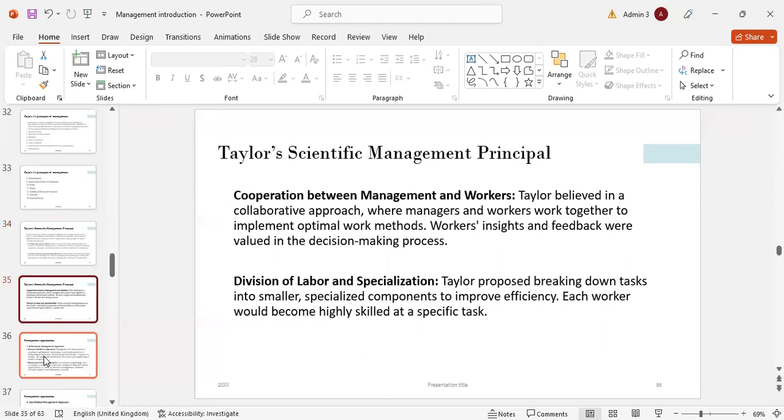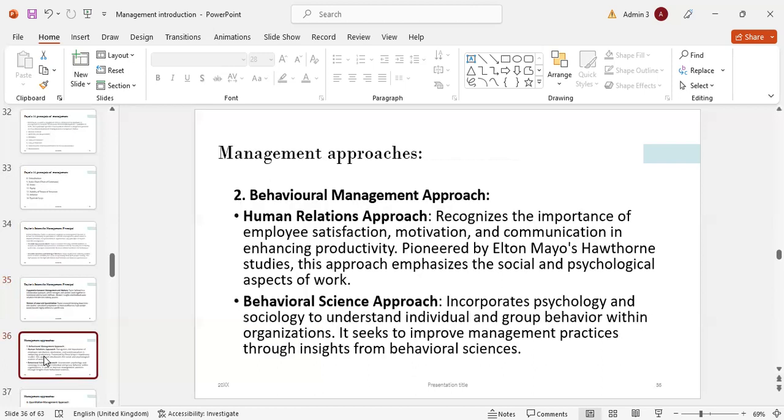And third point is coordination between management and worker. Taylor believed in a collaborative approach where managers and workers work together to implement optimal work method. Workers' insight and feedback were valued in decision-making process. Division of labor and specialization. Taylor proposed breaking down tasks into smaller specialized components to improve efficiency. Each worker would become highly skilled at specific tasks.